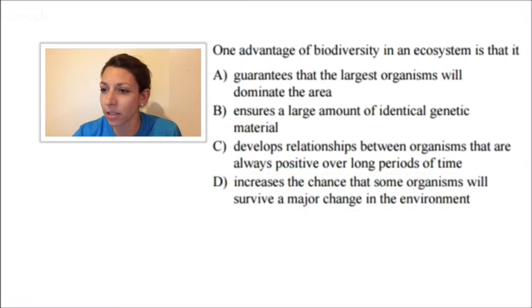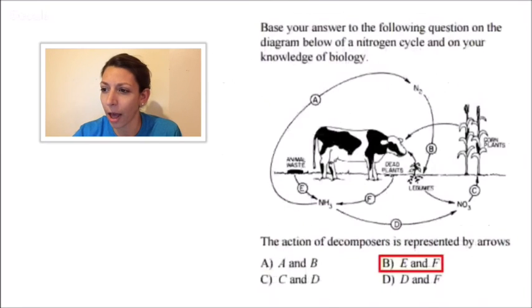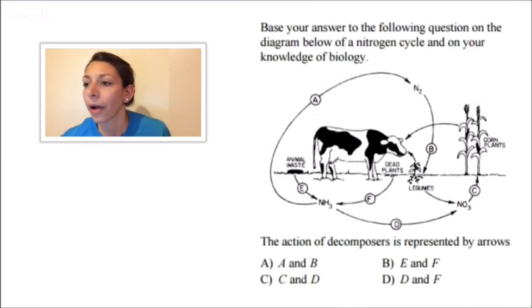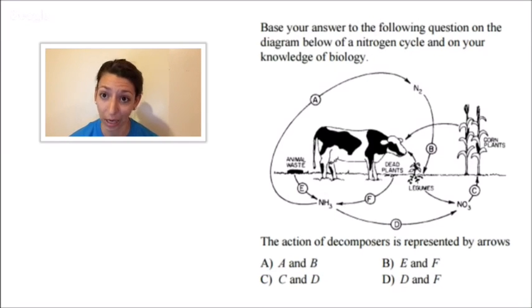Okay, let's go back. I wanted to talk about the nitrogen cycle again. The way I explained it probably wasn't that great, so let's review this one more time. Okay, so it's asking to base your answer to the following question on the diagram below of a nitrogen cycle and your knowledge of biology. So it's looking for decomposers and which arrows are representing decomposers.